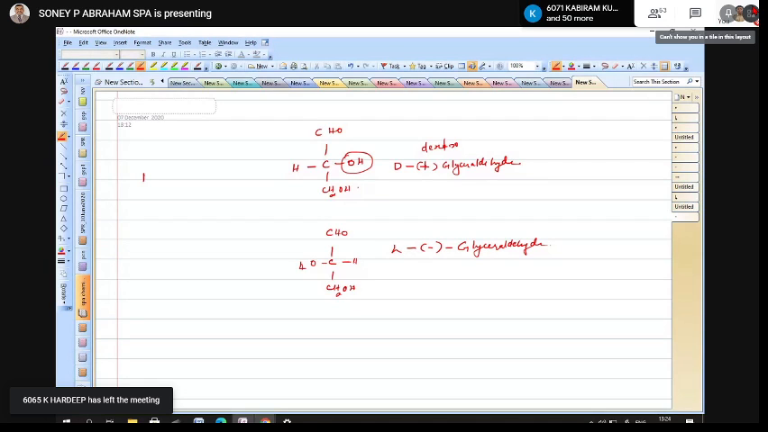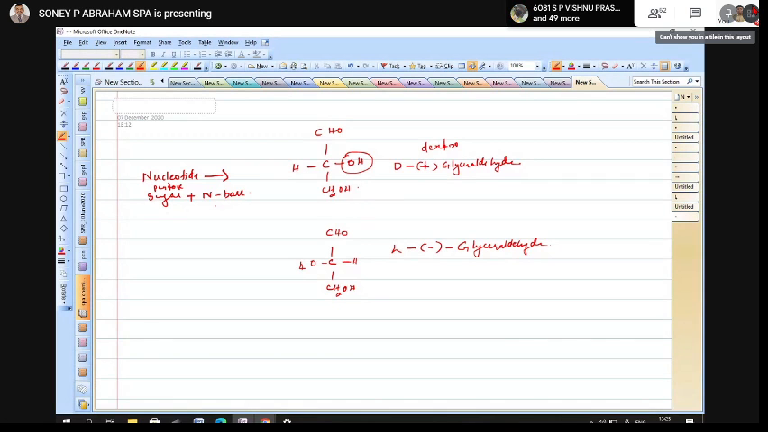So what is a nucleotide? It is a pentose sugar plus nitrogen base. Where is this nitrogen base attached? At the 1 prime position of the sugar. Nitrogen base is attached at the 1 prime position of the sugar. Then at the 5th position, if a phosphoric acid group is attached, then it is known as a nucleotide.